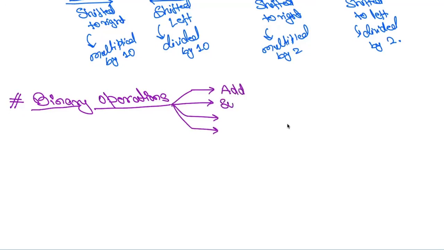Addition, subtraction, multiplication, and division. Multiplication and division, right? Next most important feature of binary operations or binary is that it makes the computation simpler.